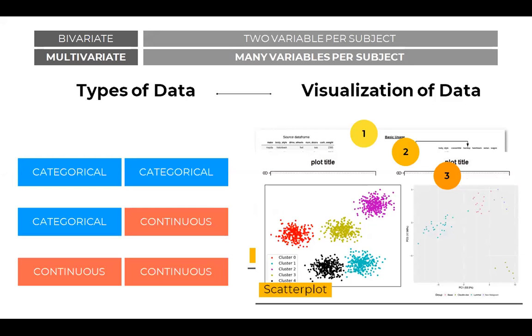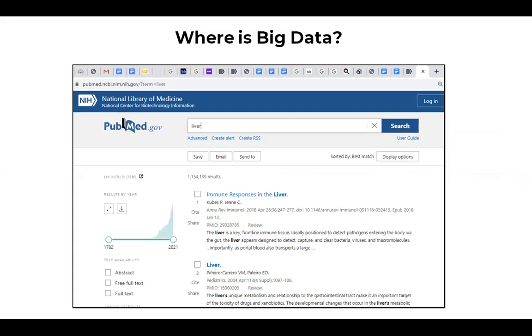Before that, let me ask a simple question. Do you know the different resources from where you can obtain big data? Can you name any resource from where you can get data? I am talking about biological data. From where can you get the data? Just name any resource that you know.